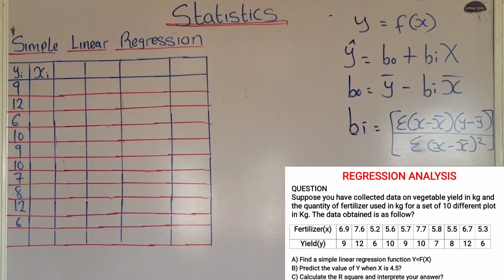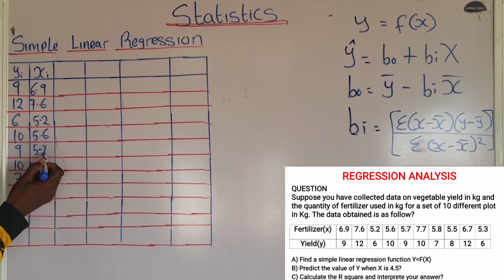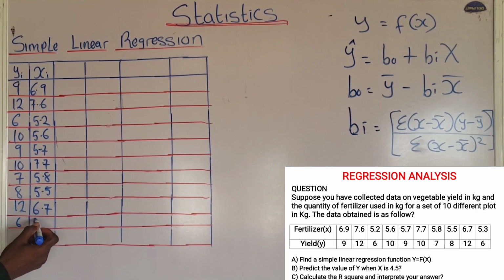Now, look at the values of x that were given in the question. We are given 6.9. Okay? We are given 7.6. Okay? We are given 5.2. Okay? 5.6. 5.7. Then 7.7. Okay? We are given 5.8. Do you understand? We are given 5.5. Then we are given 6.7, and the last value of x is 5.3. Okay?